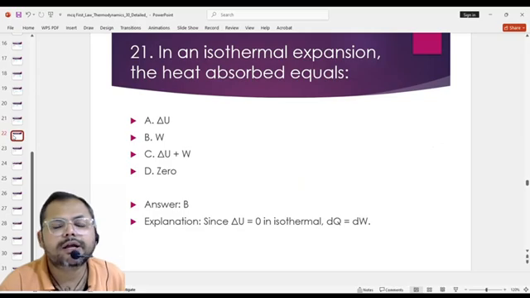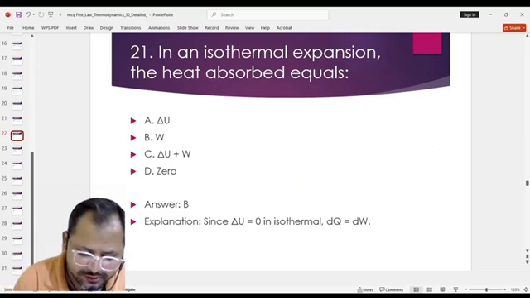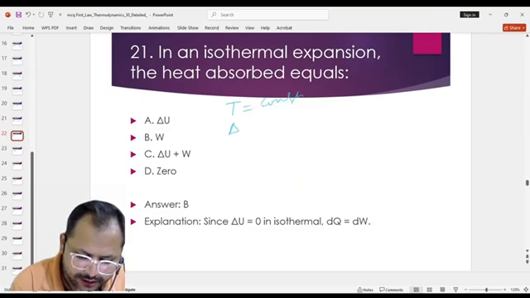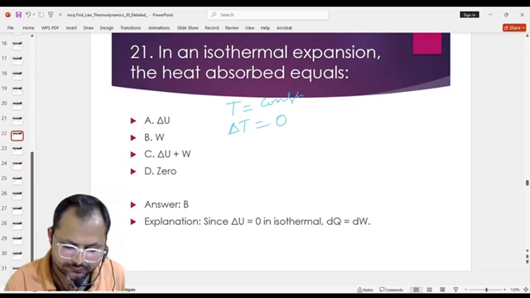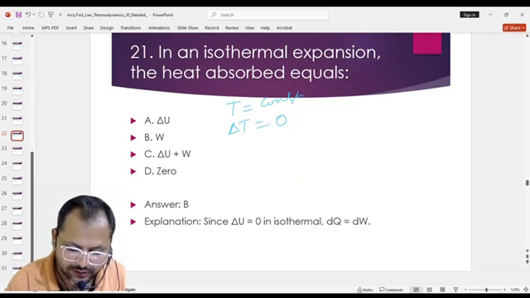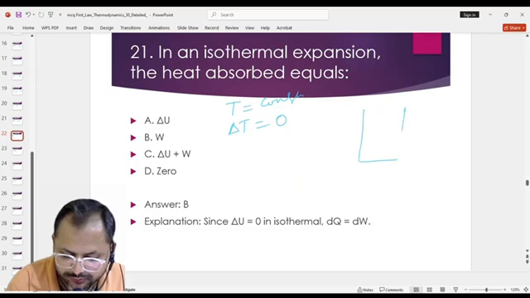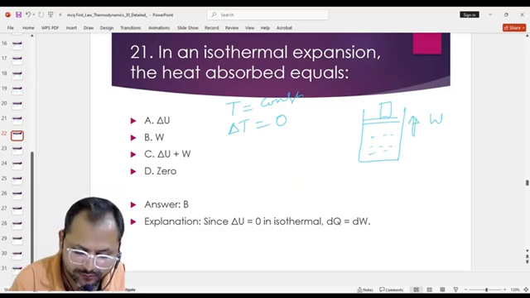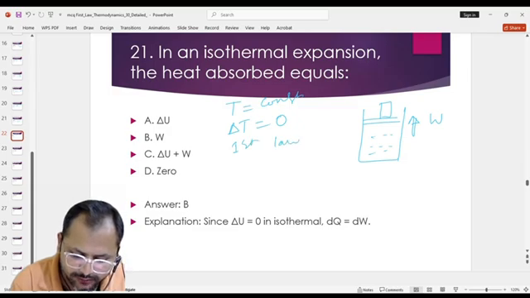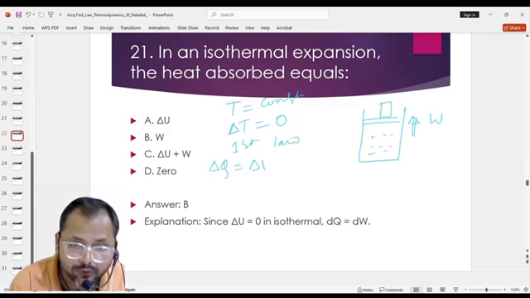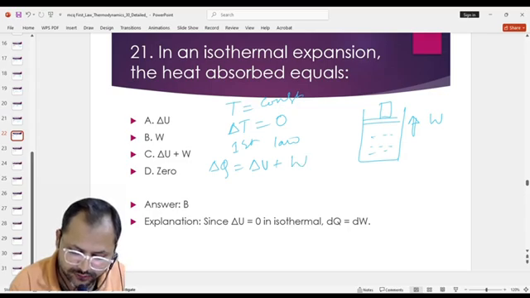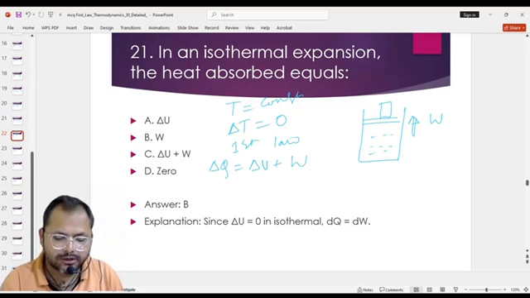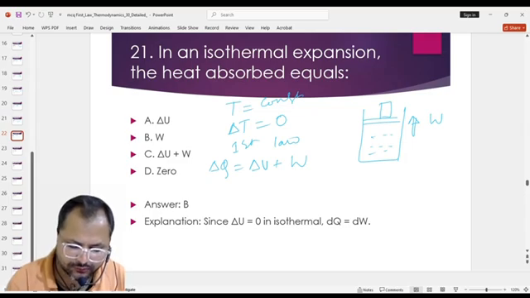Next question. In an isothermal expansion, isothermal means temperature is constant, that is, change in temperature equals zero. So we can draw a diagram of isothermal expansion. Expansion means work done takes place. By the first law of thermodynamics, delta Q equals delta U plus work done. In isothermal expansion, work done is positive.